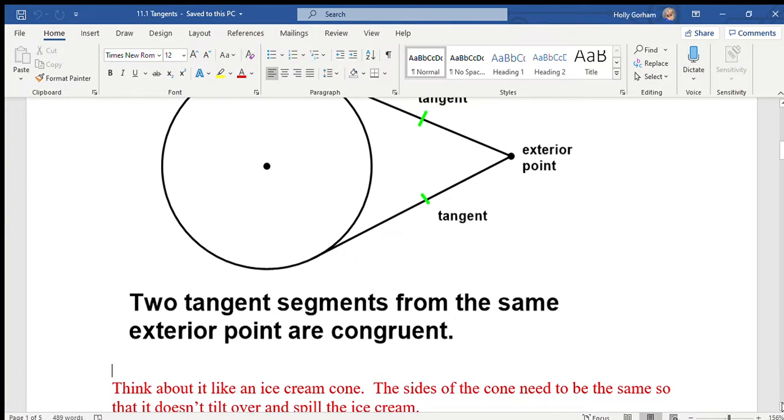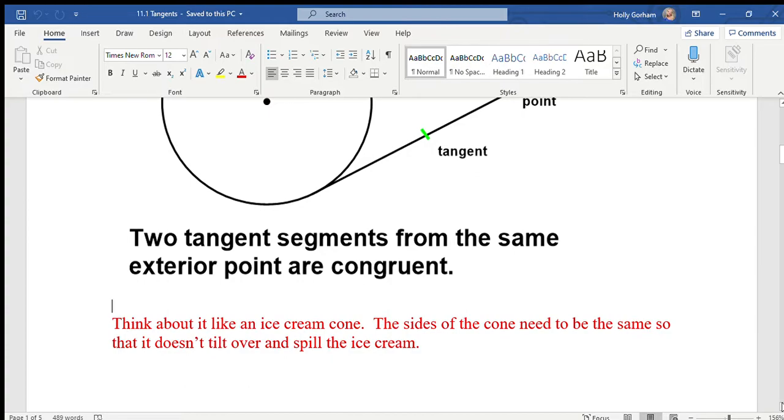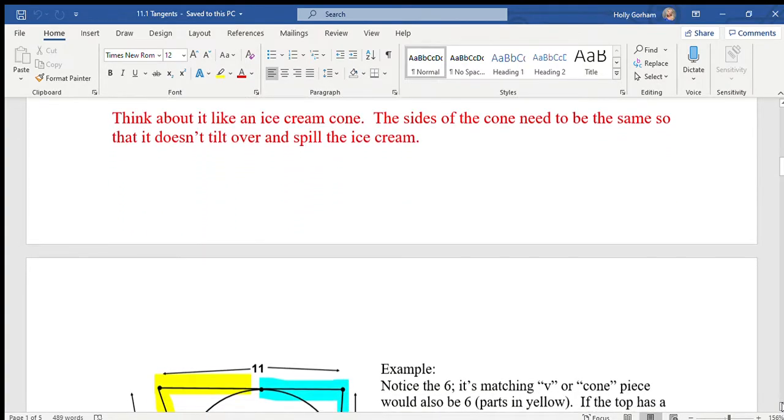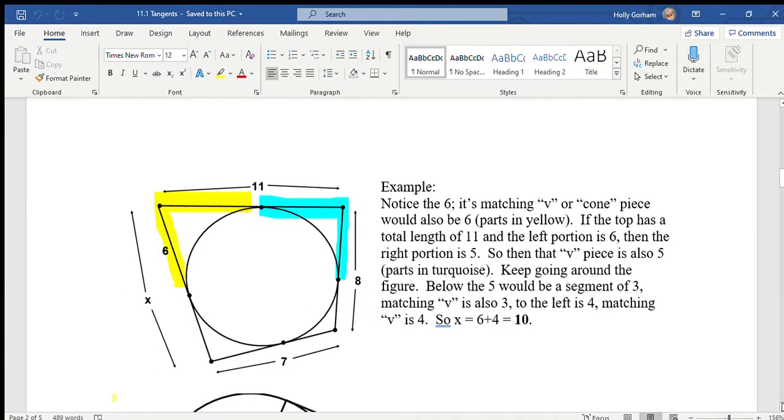And as we go through this, there's a lot of terms. There's a lot of just things to know. And then we'll get into actually some of the problems. So the first one that we're going to do is using that ice cream cone type of thing. So let's look at this example here.